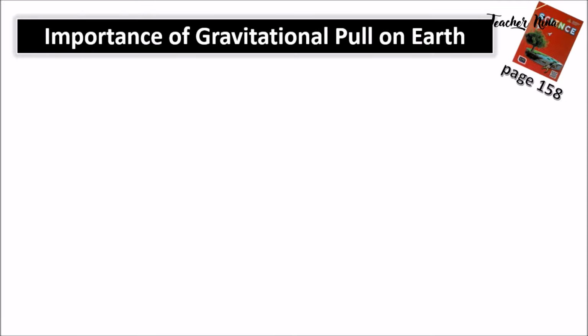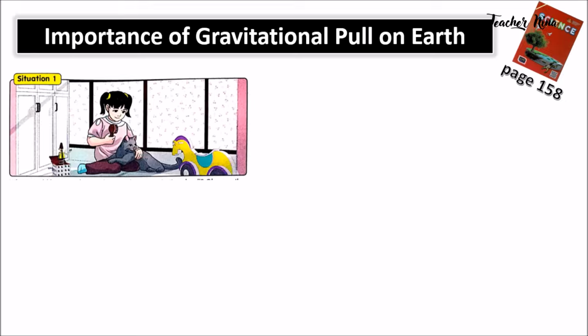Okay, now if you look at page 158, you are going to go into the importance of gravitational pull on Earth. If you look at that page, there are two pictures. The first situation is the girl. I think she's in her own bedroom. She's playing with her cat, and there's a toy horse there, and also a toy box. I think Jack in a box, right, in there with a spring, and there's also a cupboard. Okay, so this is a normal situation, I would say.